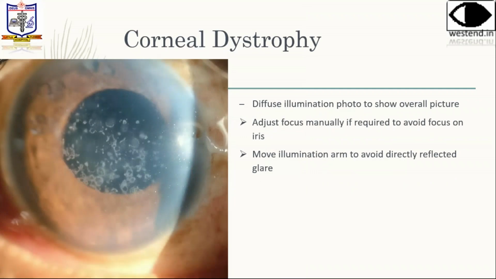This is a corneal dystrophy. I have used diffuse illumination. Slit illumination would have also given a better idea of where the dystrophy is in the cornea, whether it is in the anterior stroma, whether it is in the posterior stroma, or is it on one of the layers.